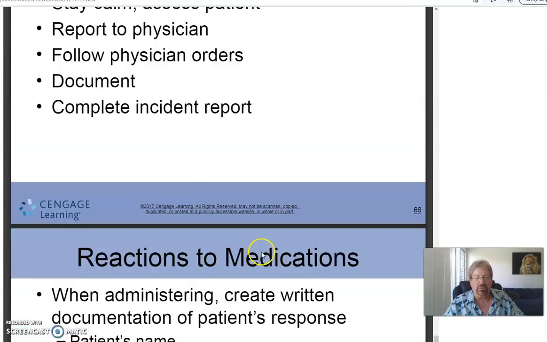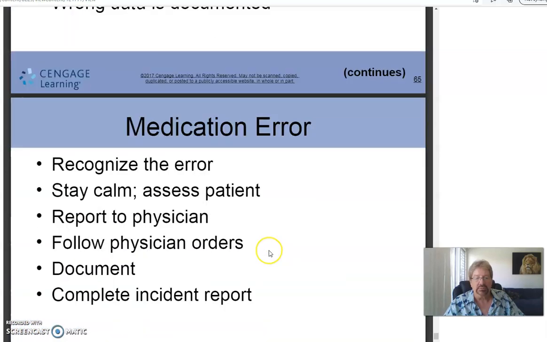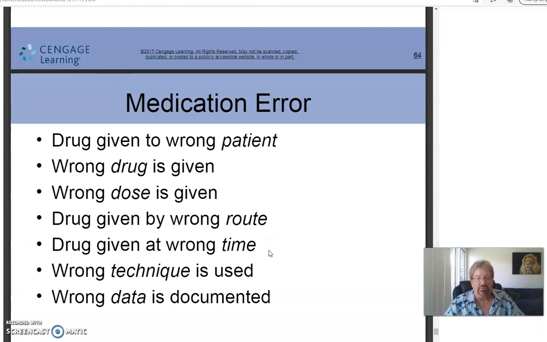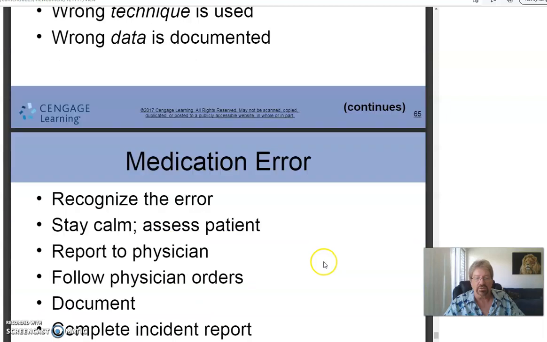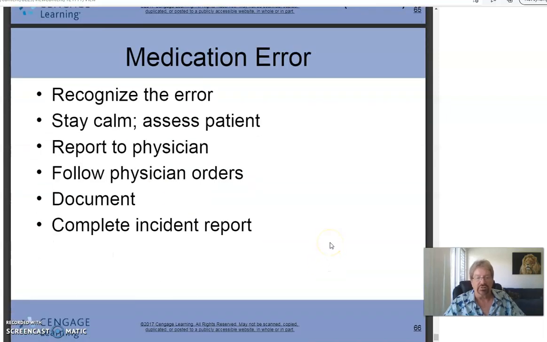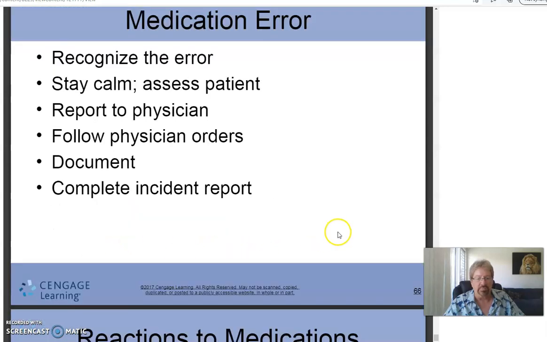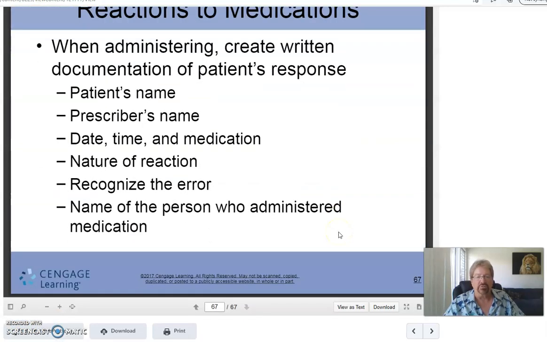Medication error. Drug given to wrong patient, wrong drug, wrong dose, wrong route, wrong time, wrong technique, wrong data. Recognize the error, stay calm, assess patient, report to physician, follow physician's orders. Document complete incident report. When administering, create written documentation, patient's name, prescriber's name, date, time, medication, nature of reaction. Recognize the error, name person who administered the drug.